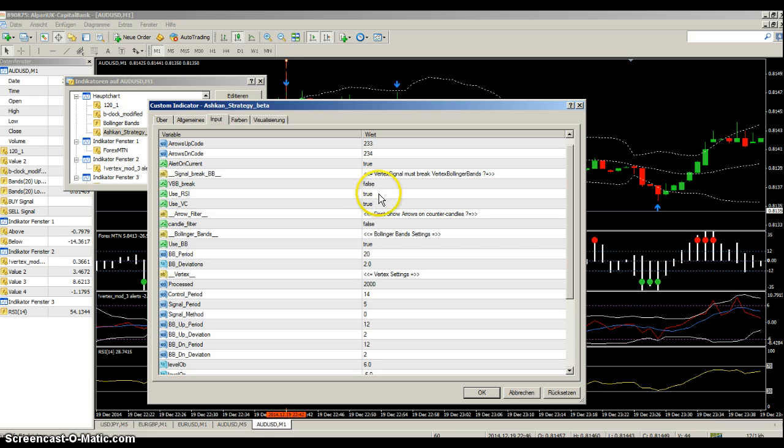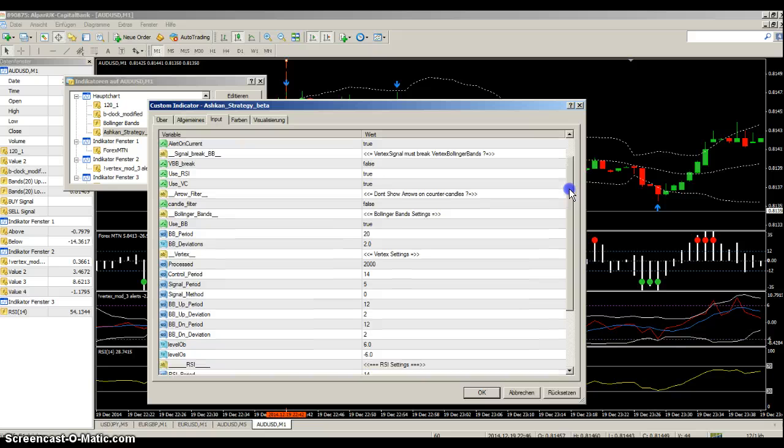Then use RSI, use value chart to true. Then we have a candle filter. What does it mean? I hope I can show you an example from the chart as we go through the charts in a moment.